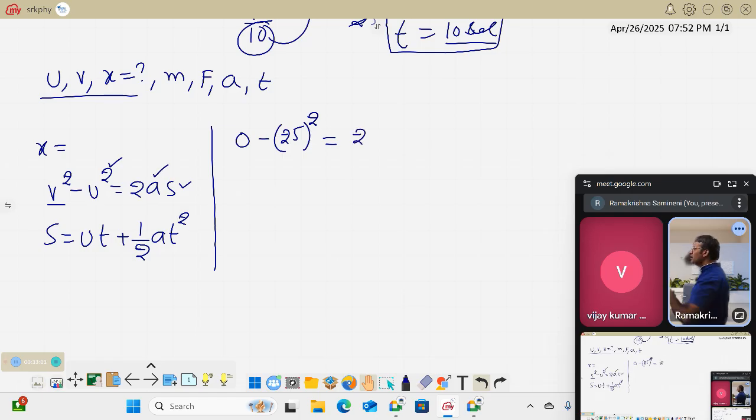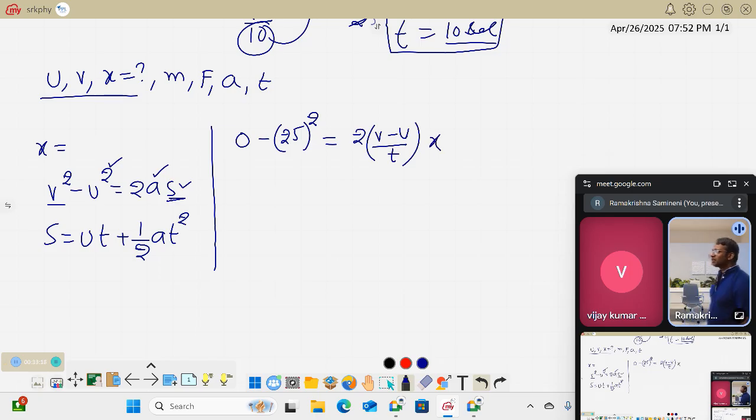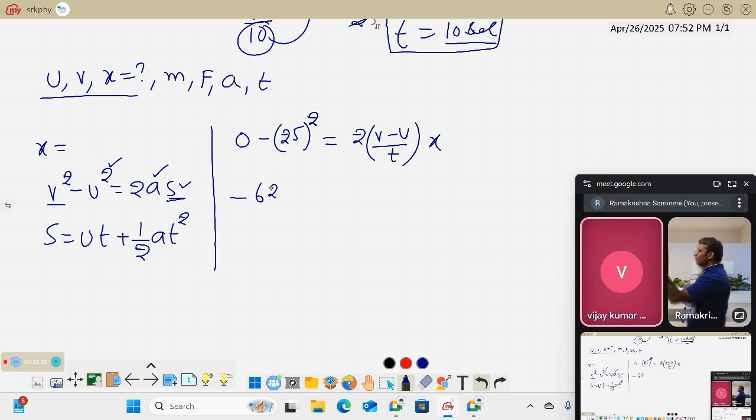What is A? Acceleration. What is the acceleration formula? V minus U by T is the formula. So I can write this into what is S? Distance, that is nothing but X. They are asking to find the X value. So minus 25 whole square means how much? That is 625. 25 into 25 is 625, is equal to 2 into, what is V? 0. 0 minus U is 25, by time.